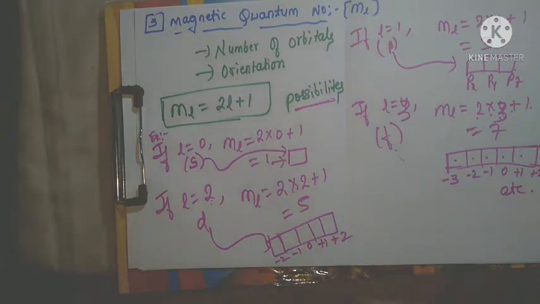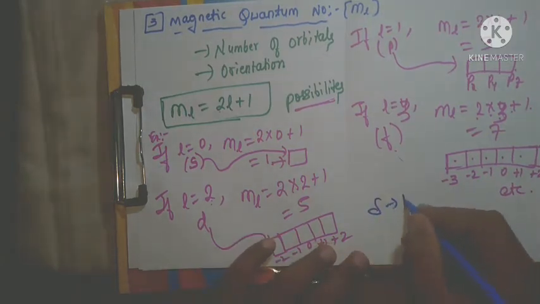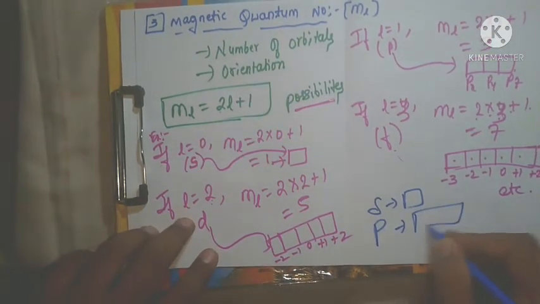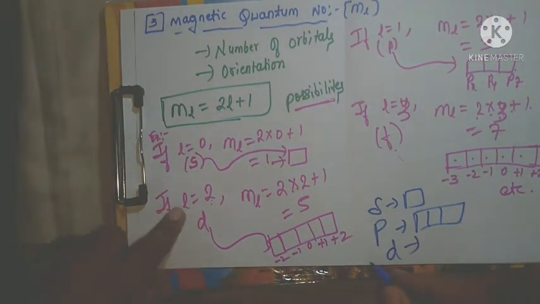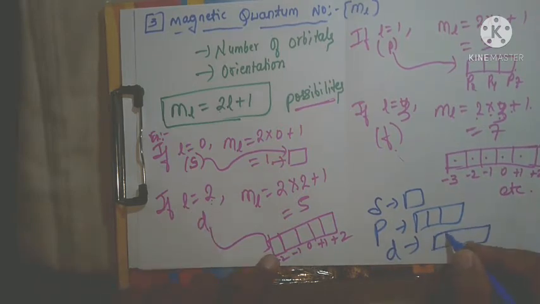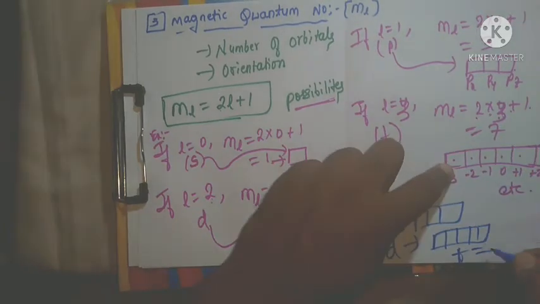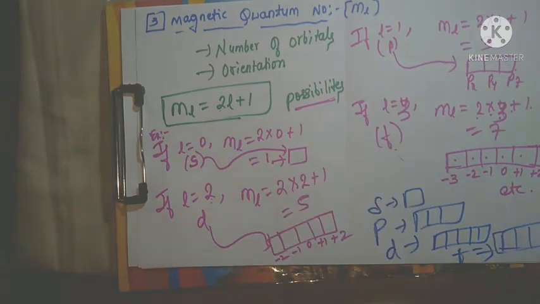Just remember a very important thing. S means how many orbitals are there? 1. P means how many orbitals are there? 3. D means how many orbitals are there? Here it is 5: 1, 2, 3, 4, 5. F means how many orbitals are there? 7: 1, 2, 3, 4, 5, 6, 7. In this way, it will give information about the number of orbitals.